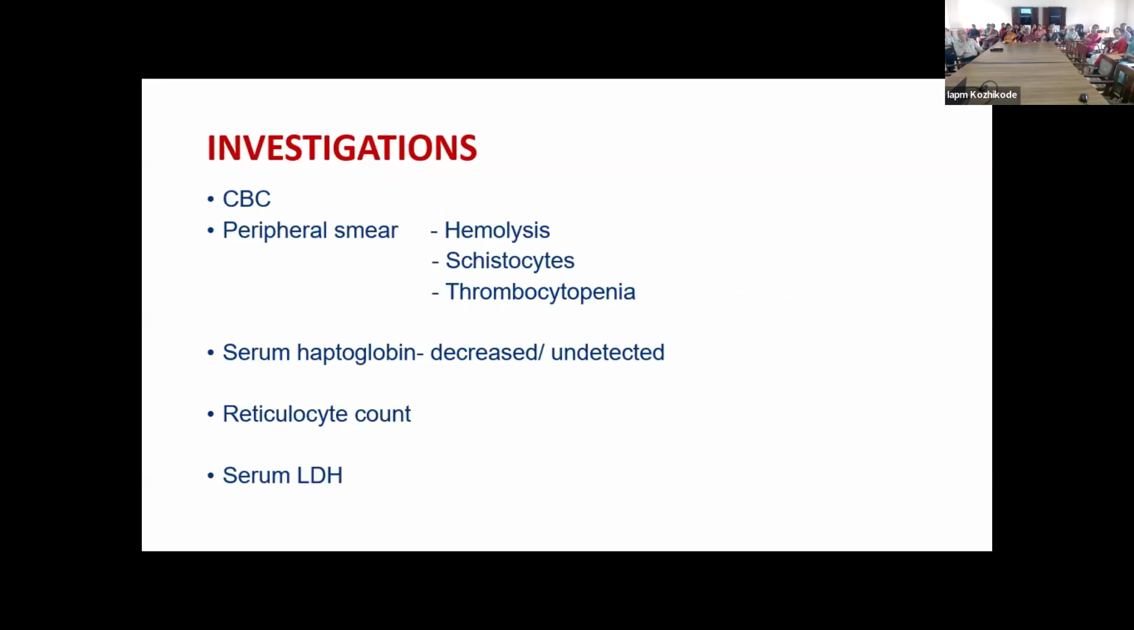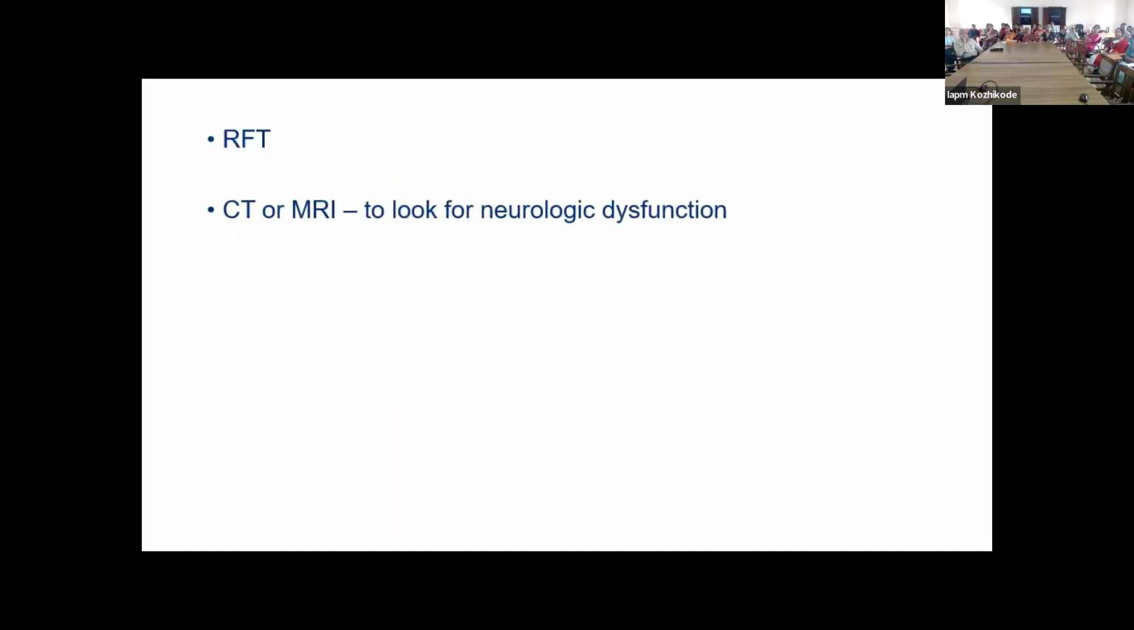For investigations, we can do a CBC, which shows anemia and thrombocytopenia. Peripheral smear shows hemolysis, schistocytes, and thrombocytopenia. Serum haptoglobin will be decreased or undetectable. Reticulocytes will be elevated. Serum LDH will also be elevated. RFT will be normal or minimally deranged. CT or MRI is done to look for neurologic dysfunction.